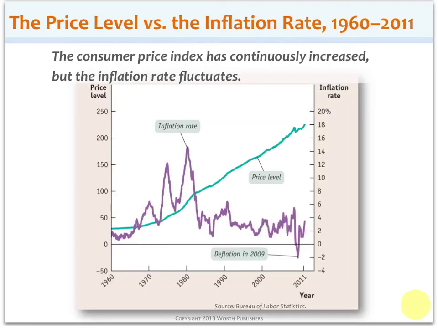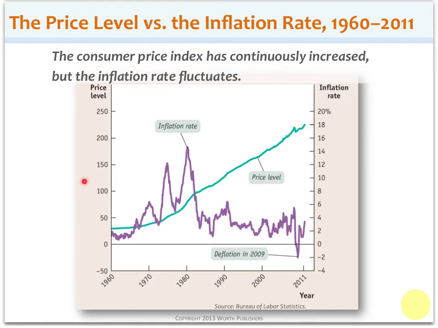So here's a look at the price level in teal and the inflation rate. So the price level would be your CPI, and that's measured on the leftmost axis. This is one of those graphs that has a double axis. So on the right, because these are similar measures, we can plot them both on the same curve. On the right, it's the inflation rate.